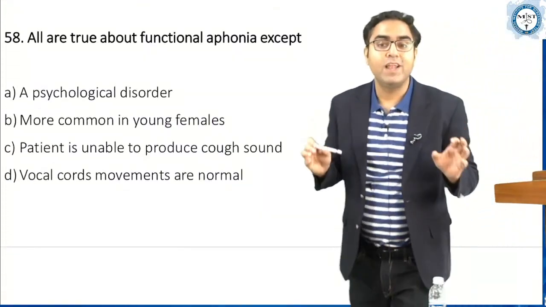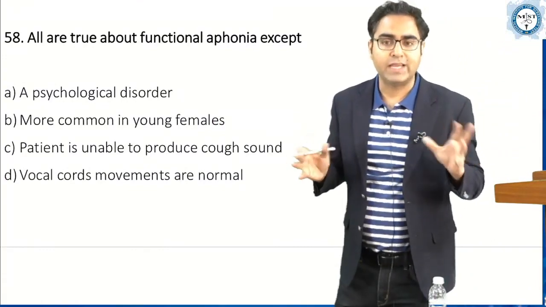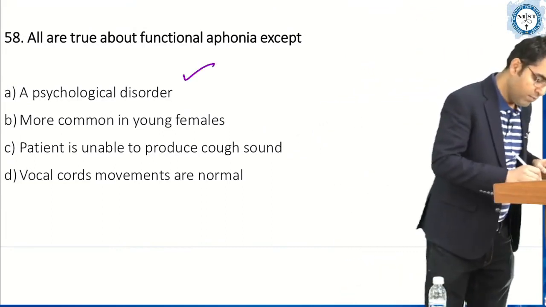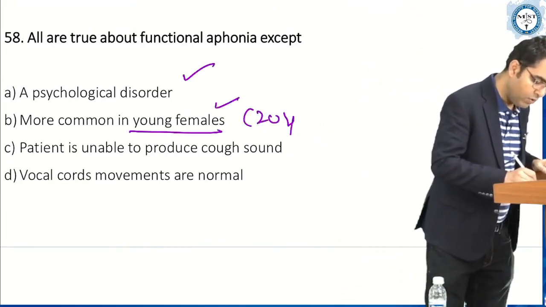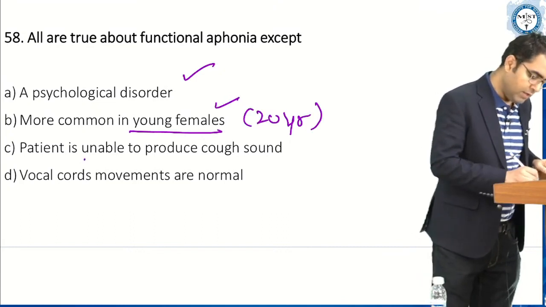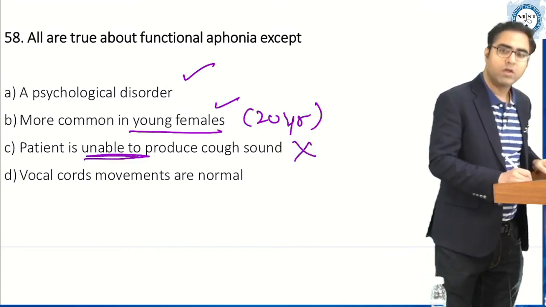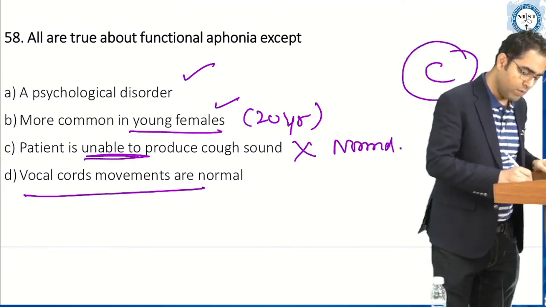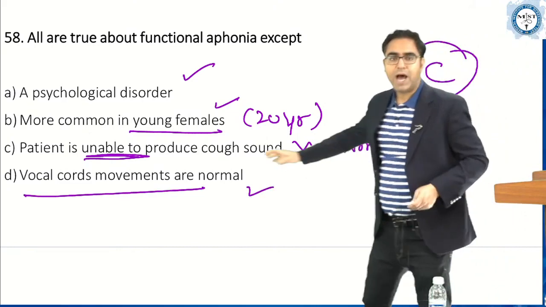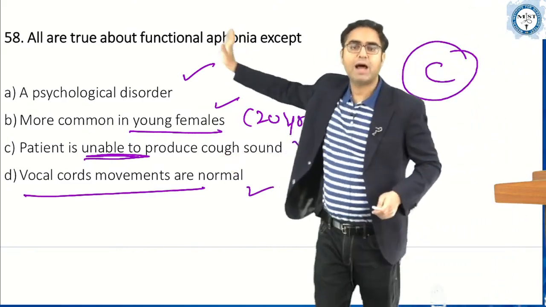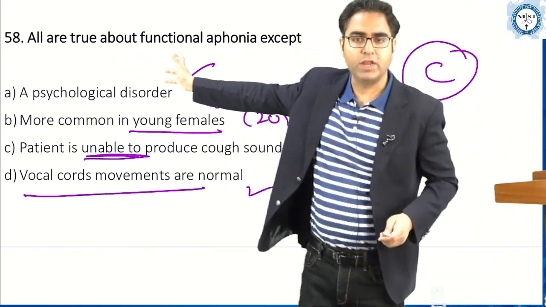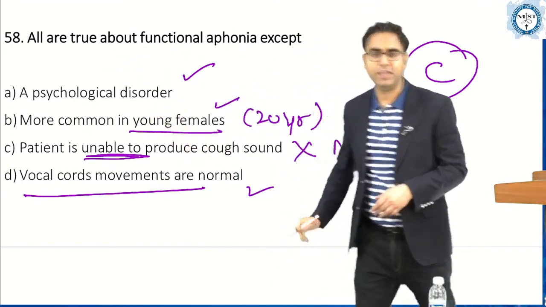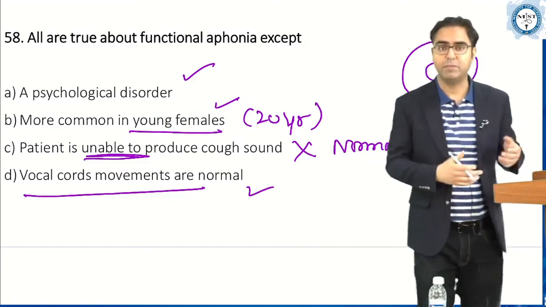All are true, but functional aphonia means drama, acting, hysterical aphonia. Except, it's a psychological disorder, yes. More common in young females, yes. 20-year-old, yeah. Patient is unable to produce cough sound, wrong. Cough sound is normal. C is the answer, beta. Vocal movements are normal. Functional aphonia is drama, hysteria, hysterical aphonia, a psychological problem. Patient has normal cough sound, beta. Answer is C. This is what is being asked in the exam, beta.